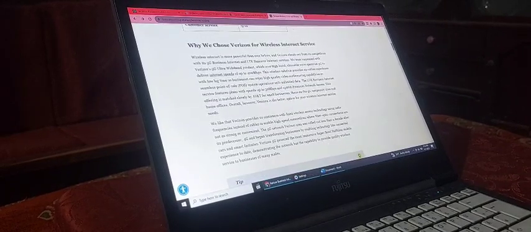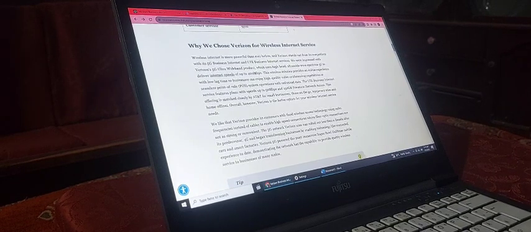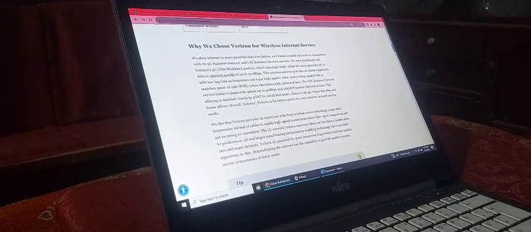Why choose Verizon for wireless internet service? Wireless internet service is more powerful than ever before, and Verizon stands out from the competition with the 5G business internet and LTE business internet service.